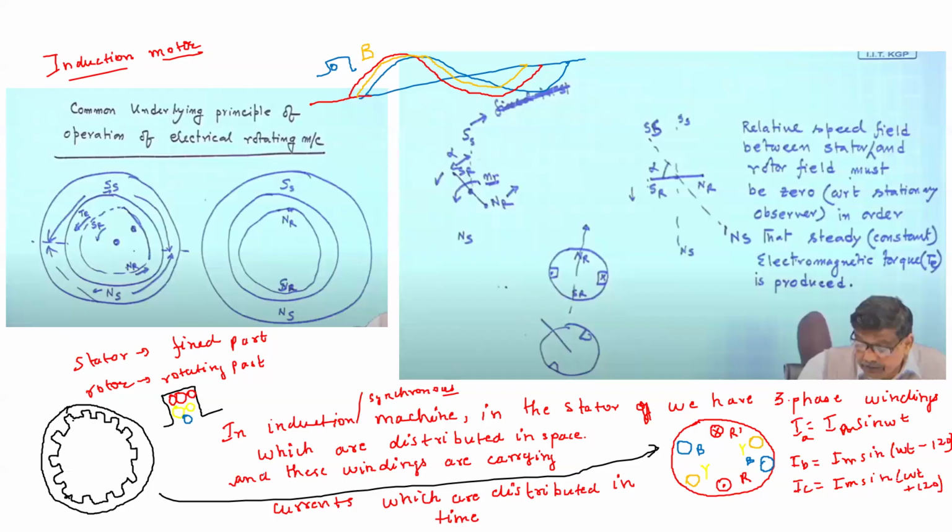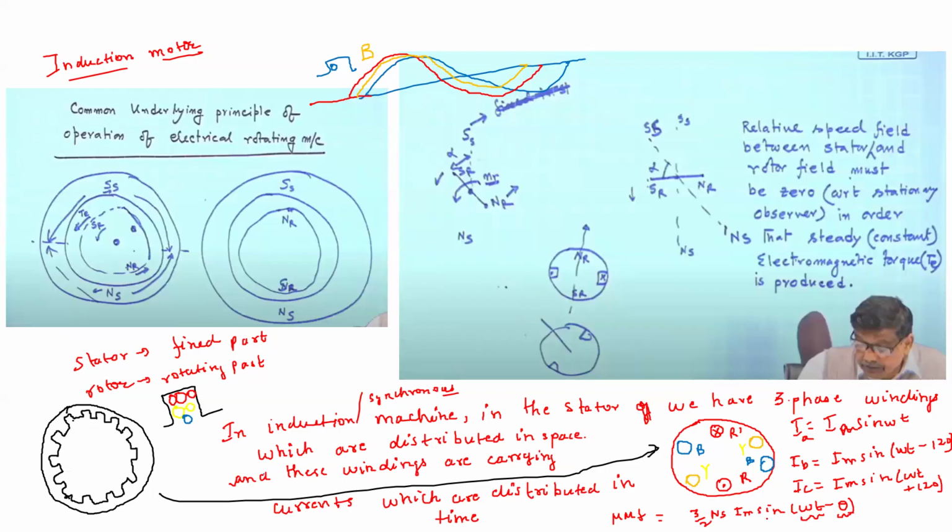Because of this, a magnetic field will be produced. In the later classes we will see that if you find the mmf due to that magnetic field, it will come out to be something like this: 3 by 2 ns im sine omega t minus theta, where theta is the space angle and omega t is the time angle.